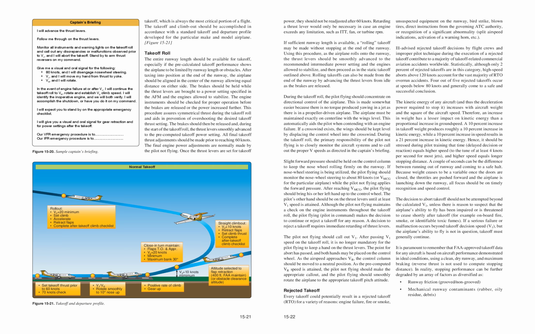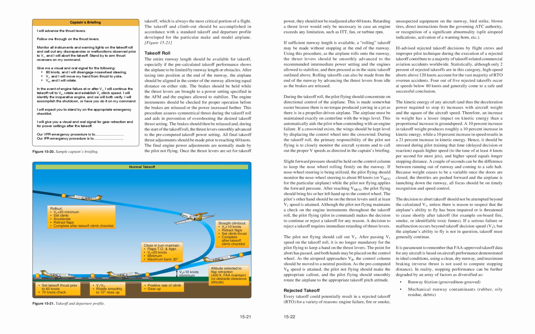Hence, it should be stressed during pilot training that time, delayed decision or reaction, equals higher speed, to the tune of at least 4 knots per second for most jets, and higher speed equals longer stopping distance. A couple of seconds can be the difference between running out of runway and coming to a safe halt. Because weight ceases to be a variable once the doors are closed, the throttles are pushed forward and the airplane is launching down the runway, all focus should be on timely recognition and speed control.